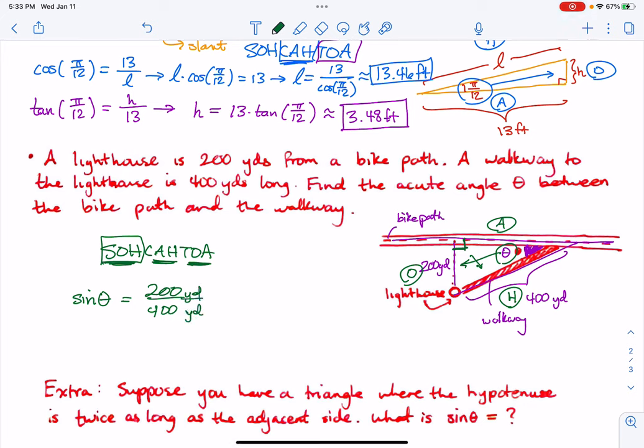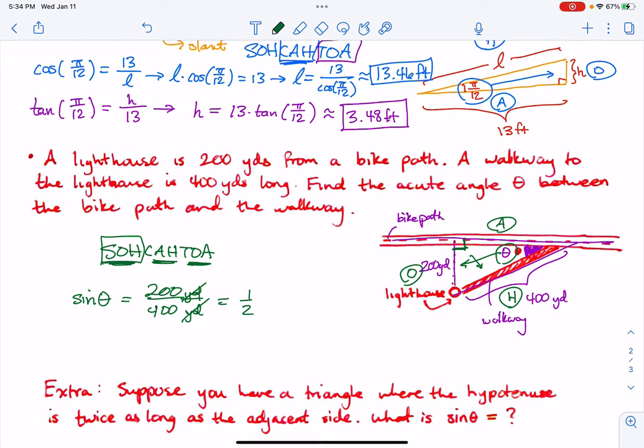I guess I should put the yards there. Notice that the yards essentially cancel out in this calculation, right? Because sine is not spitting out a distance or anything that you can measure. It's spitting out a ratio as the output, so it shouldn't have any units. But what is this? This is 1/2.